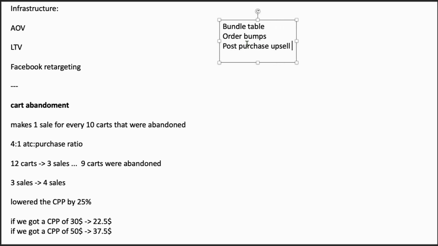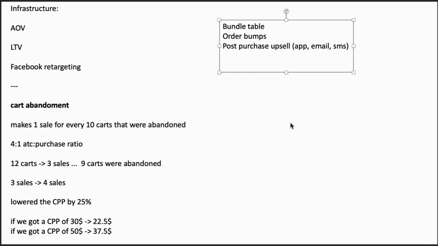What else? Post-purchase upsell. Now the post-purchase upsell could be done in 3 ways. It could be via the app, it could be via email, and it could be via SMS, right? So there are 3 ways.